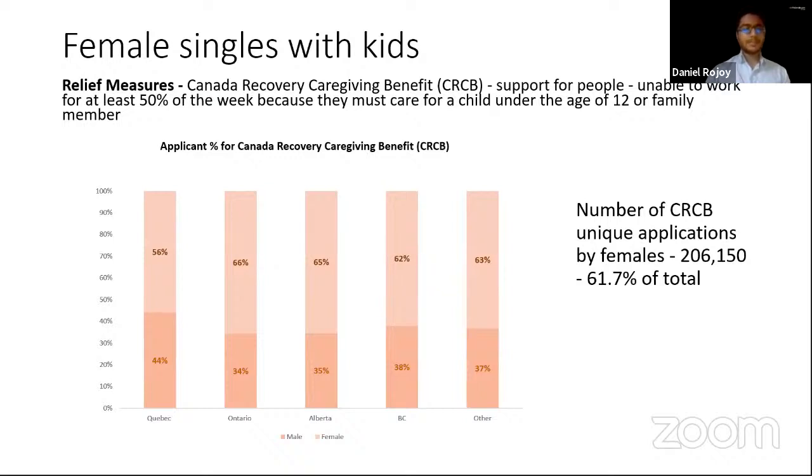When we looked at the relief measures, there was a specific relief measure for people who had to take care of kids, and that is the Canada Recovery Caregiving Benefit. It was for supporting people who are unable to work because they must care for a child who's under the age of 12. When we looked at the number of applications for this benefit, we could see that the number of applications by females with kids was much more than males, and that is 61.7% of the total number of applications for this benefit.